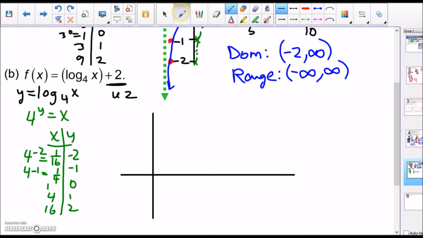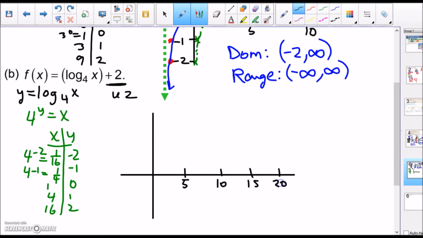So my x-axis, I need to go to 16. So I'm gonna go by 5s. So 5, 10, 15, 20. My y-axis, normally I would just go up to 2, but since I know I'm going to have to shift up 2, I'll go ahead and go up to 4 here. So it does take a little bit of planning.